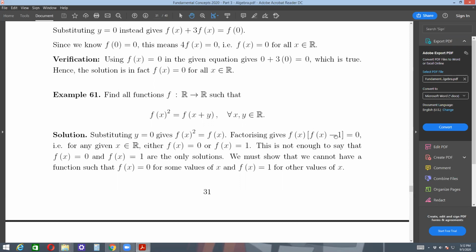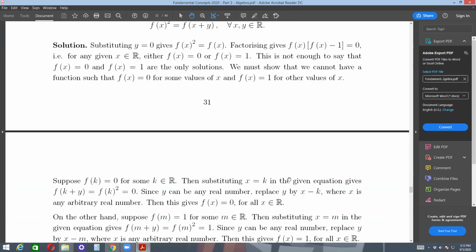Regardless of whether x was rational or irrational, I would always get 0 in the product. Now, what I have to actually do is prove that that doesn't happen. So I'm not done yet. I have to show that f of x is either strictly 0 or strictly 1. To do that, we must show that it doesn't have some values where f of x is 0 and others where f of x is 1.